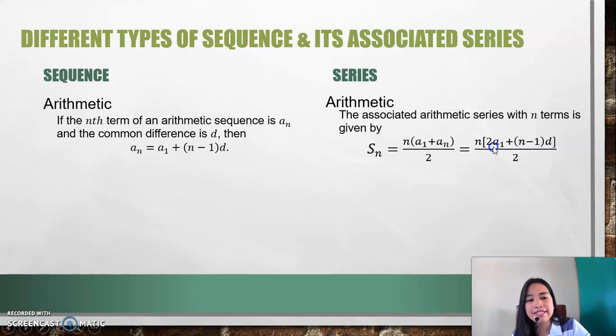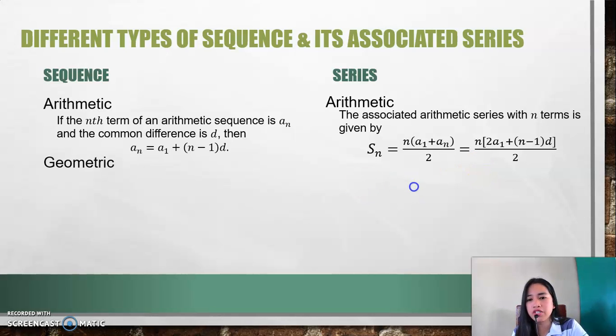If the last term is given, you can use this formula: n times the quantity of a sub 1 plus a sub n all over 2. But if the last term is not given, but the common difference is given, we have this formula, n times the quantity of 2a sub 1 plus the quantity of n minus 1 times d all over 2. Okay, so that's arithmetic series.